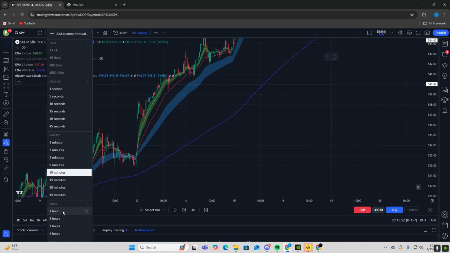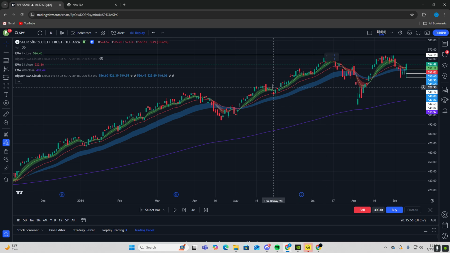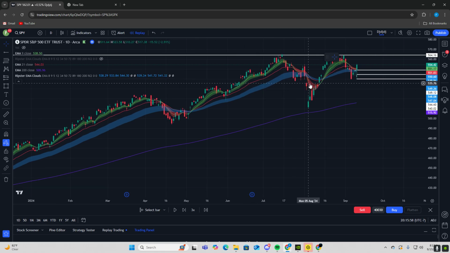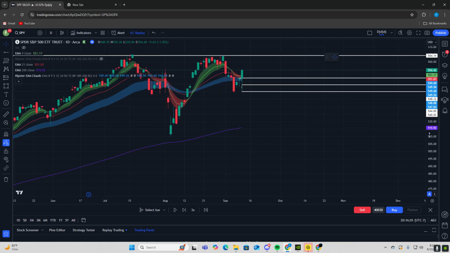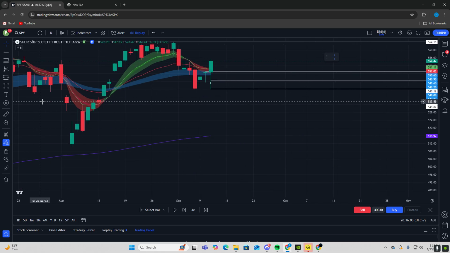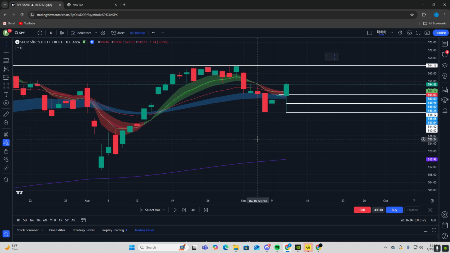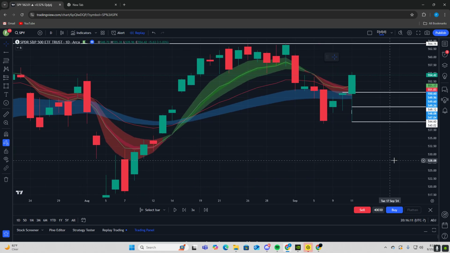Obviously, if we go on our daily, we're going to be green. Right there, we have a big green cloud and a semi-red cloud. But yeah, that's basically a video on how to use these EMAs. Very simple and very easy. Use this as another confluence, and yeah.